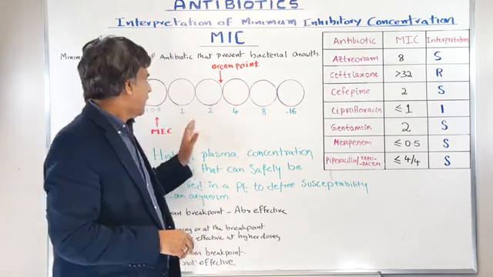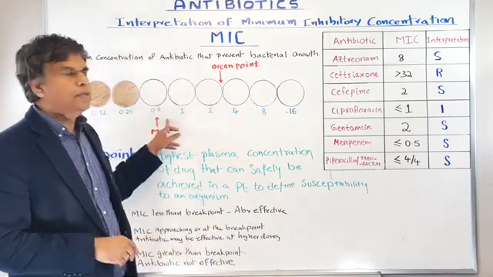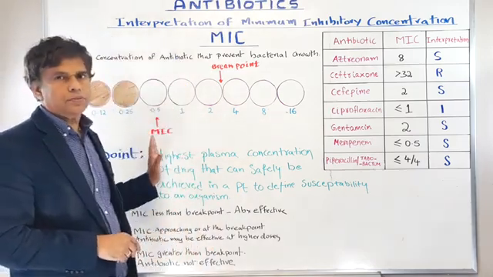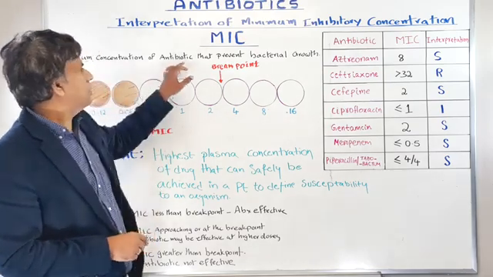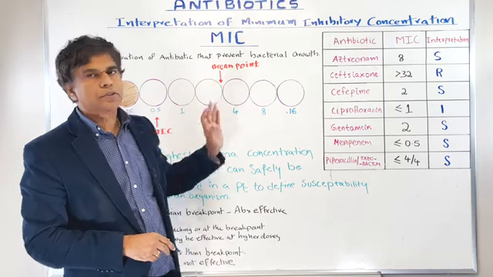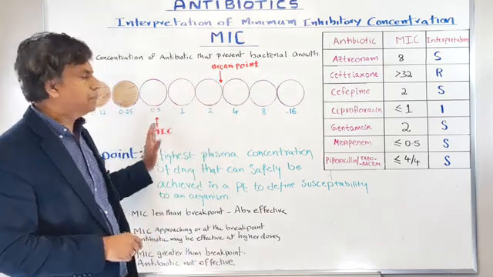Okay? See what happens at 0.5, you inhibit the bacterial growth. So that is the minimum concentration of antibiotic that prevents the bacterial growth. So it is inhibited. Okay?